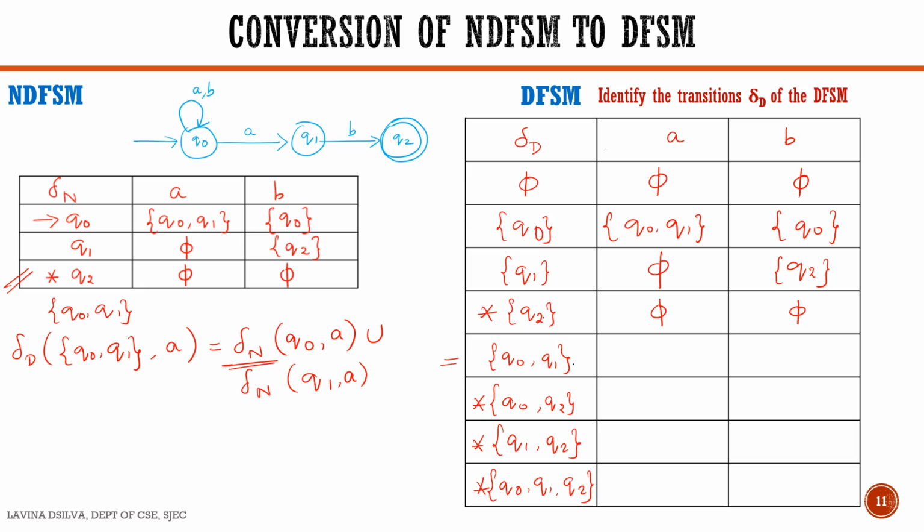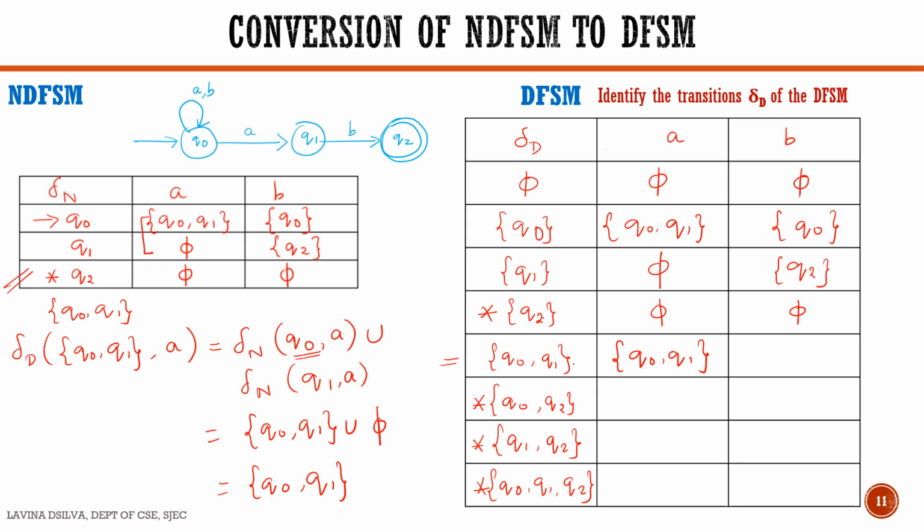So separately we'll see the delta N transitions of state Q0 and then Q1, and the union of these transition states is considered as the transition state of this state Q0, Q1. Therefore, for Q0, Q1 on A, we have Q0, Q1 union empty set, that is equal to Q0, Q1. So on A, the Q0, Q1 state goes to Q1 itself.